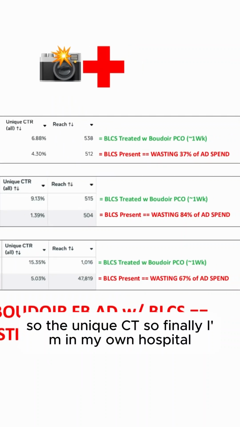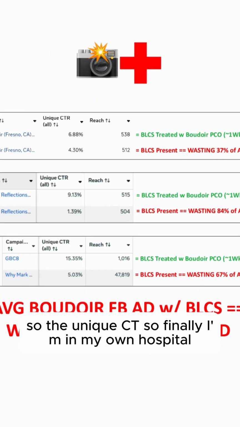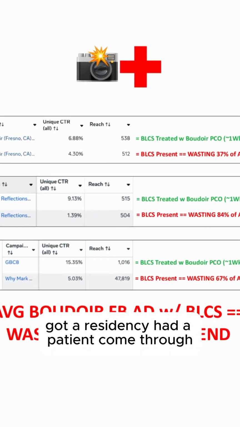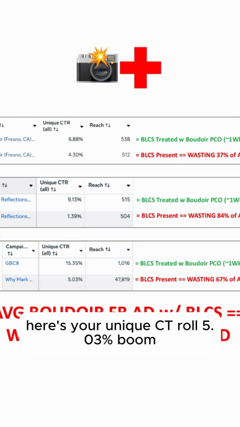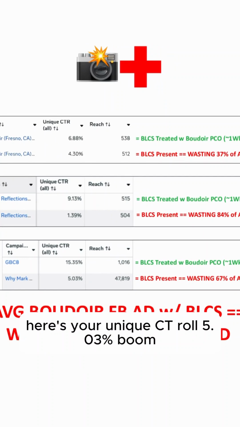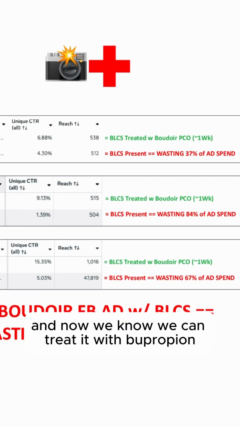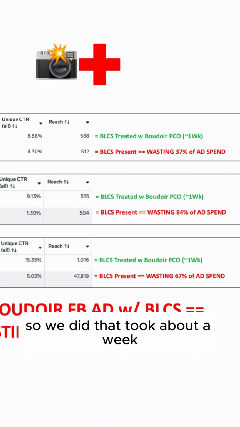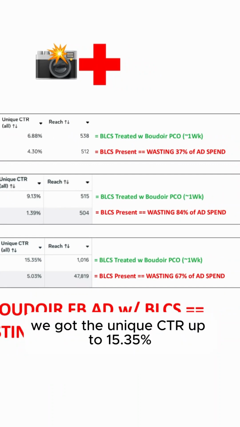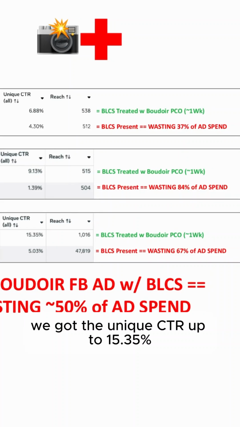So finally, I'm in my own hospital, got a residency, had a patient come through. His unique CTR, 5.03%. Boom, unique CTR is under 6%. We know that BLCS is present. And now we know we can treat it with Boudoir Pico. So we did that, took about a week. We got the unique CTR up to 15.35%.